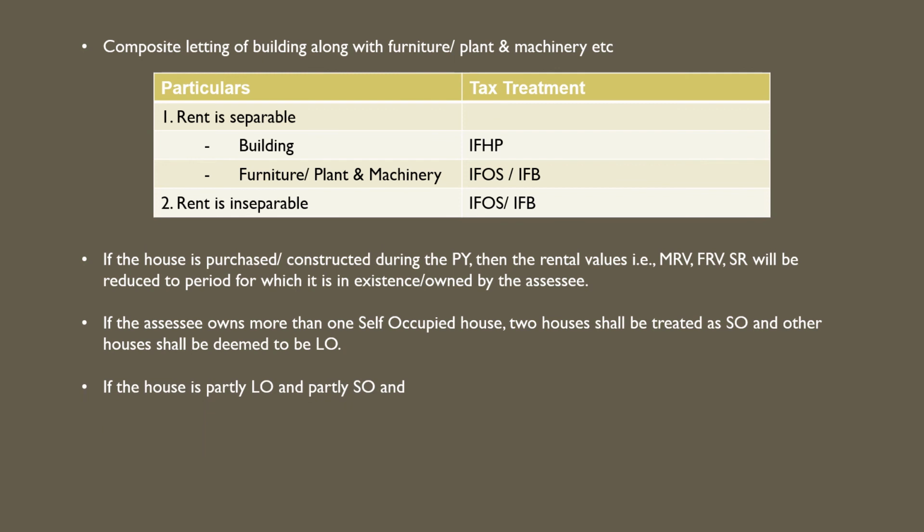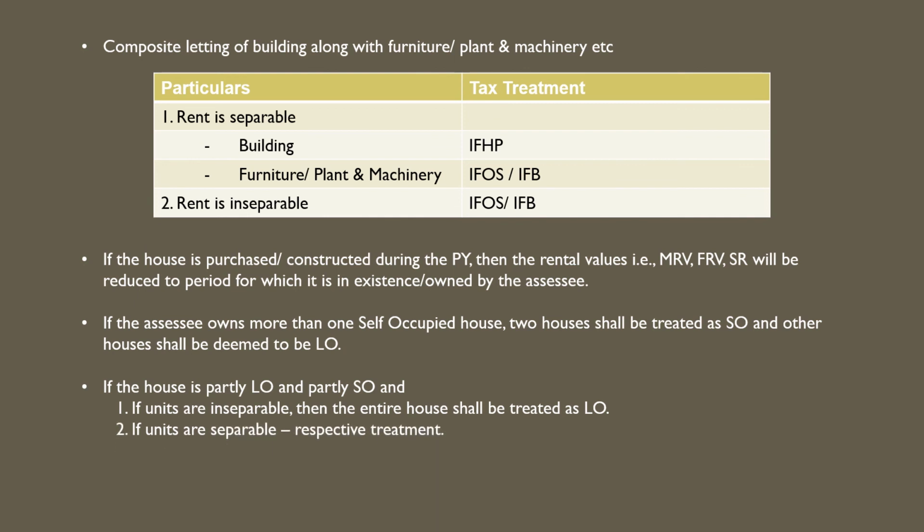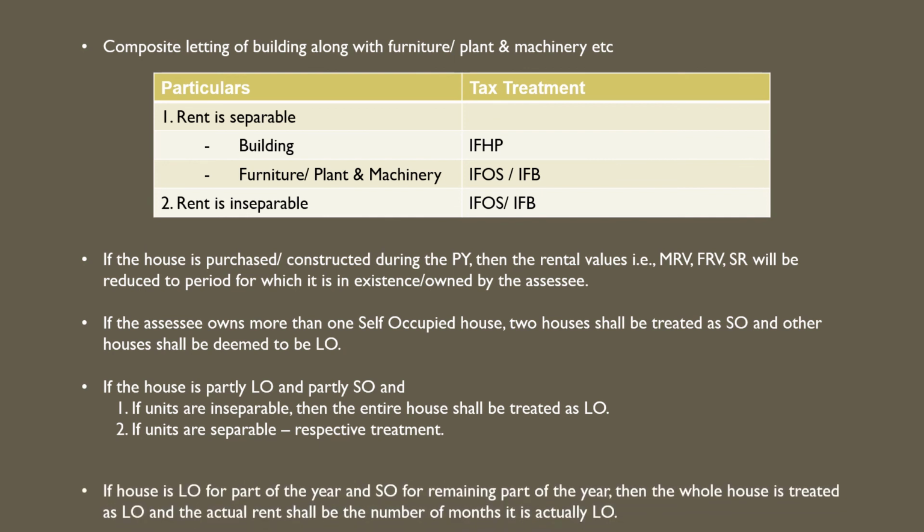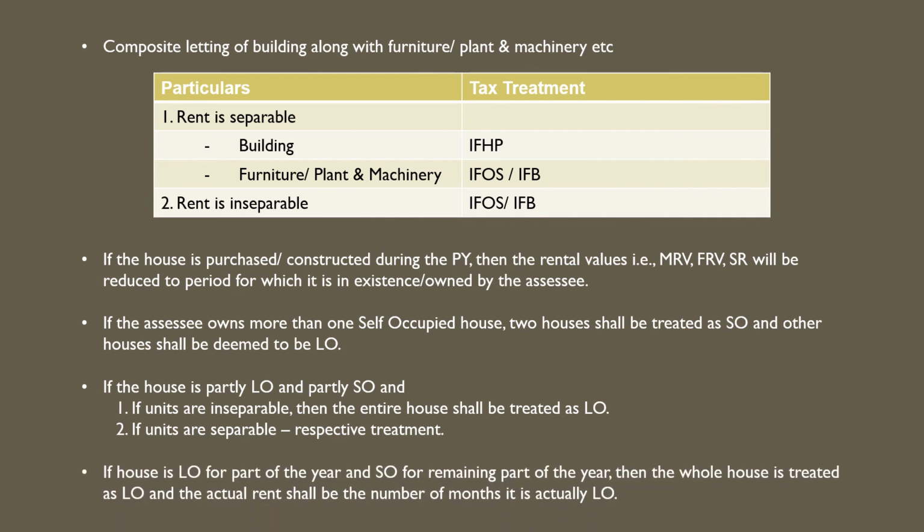If the house is partly let out and partly self-occupied, and if the units are inseparable, then the entire house shall be treated as let out. And if the units are separable, then respective treatment to the let out house and self-occupied house will be applied. If the house is let out for part of the year and self-occupied for remaining part of the year, then the whole house is treated as let out house and the actual rent shall be the number of months it is actually let out.